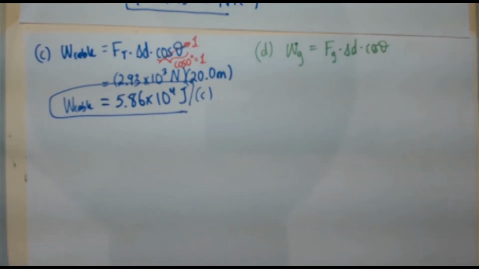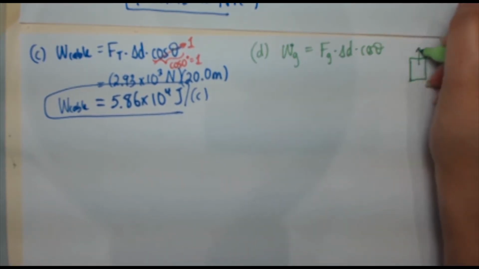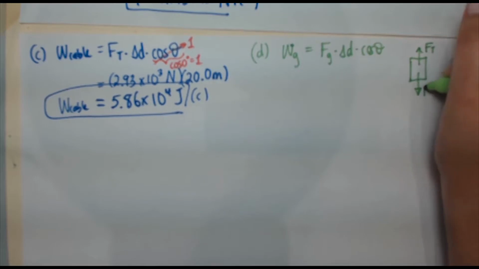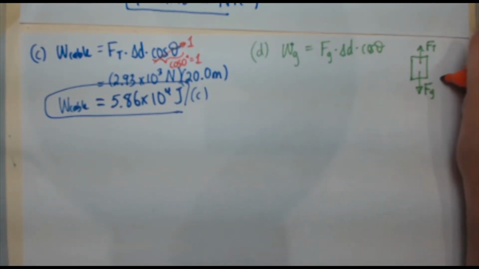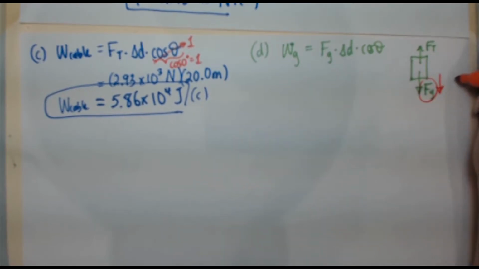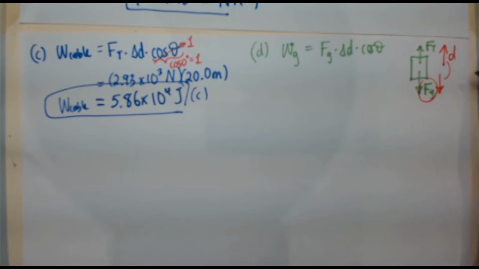So now this is where it's a little different. Remember we have our object. You've got your force of tension going up, you've got your force of gravity going down. Take a look at this. Your force of gravity is going down, right? That's your Fg, but the displacement is going up, right? So now the angle between these two vectors is 180 degrees, and cosine of 180 is -1.